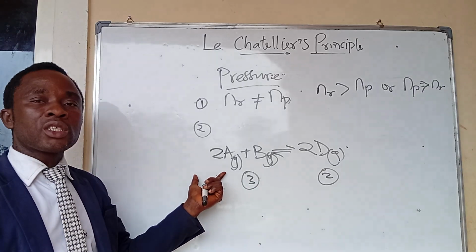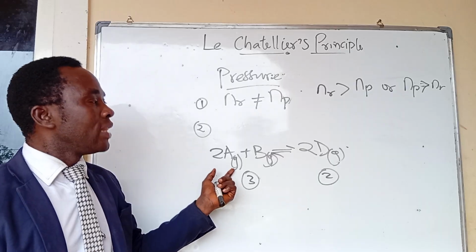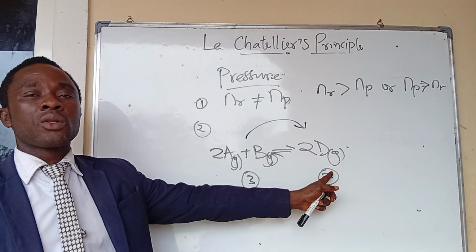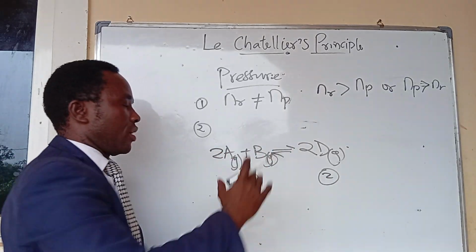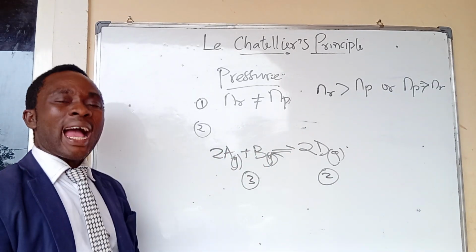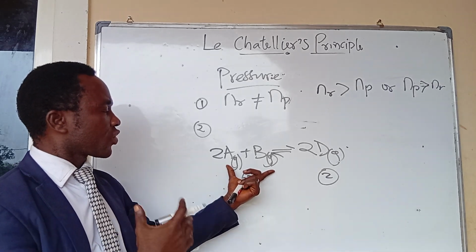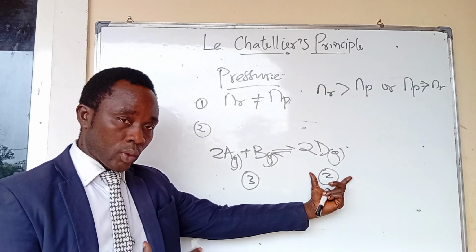That is to say, if we increase the pressure of this reaction, the equilibrium position will shift to favor more formation of the product, which is D. However, if we decrease the pressure, higher number of moles will be favored. Increasing the pressure of this reaction will favor the smaller number of moles, which is the product.